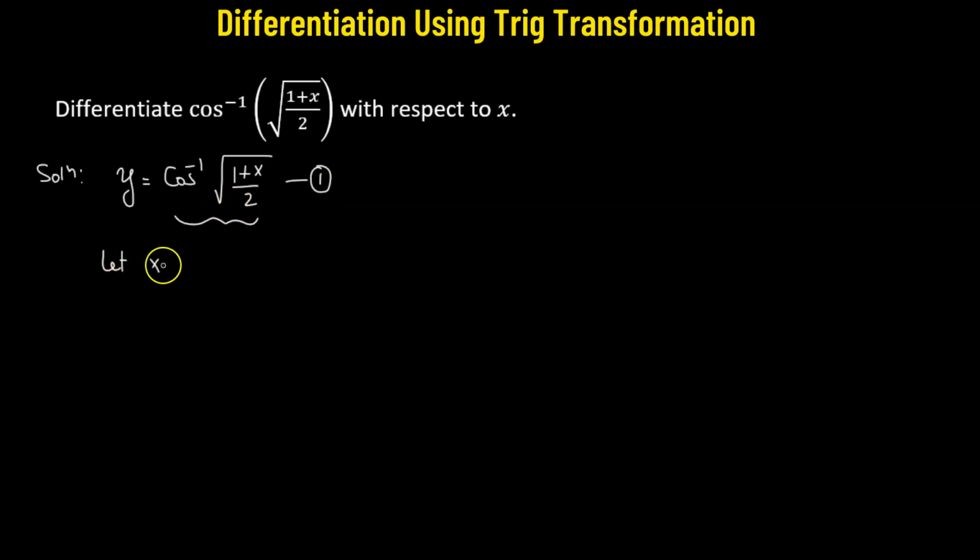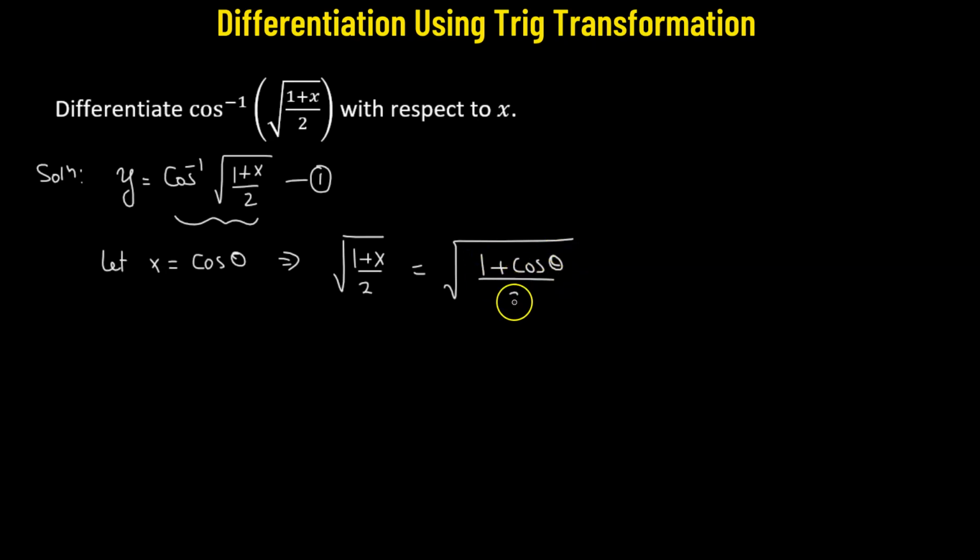Let's take x to be equal to cosine of theta, such that the square root of (1 plus x) divided by 2 becomes the square root of (1 plus cosine of theta) divided by 2. Now we know there's an identity: cosine of theta is given by 2 times cosine squared theta over 2 minus 1. From here, 1 plus cosine of theta is simply equal to 2 times cosine squared theta over 2.